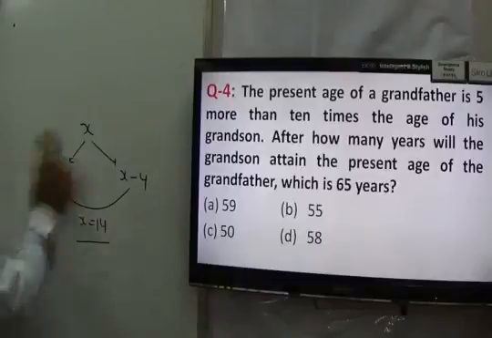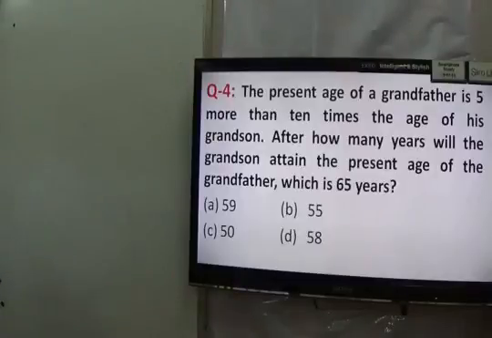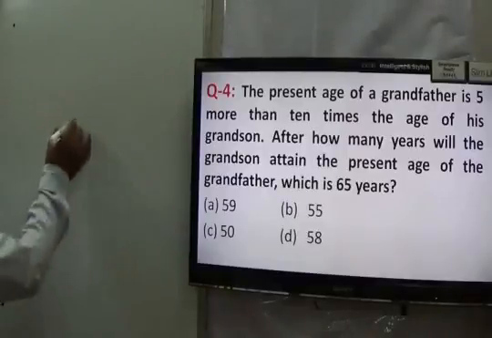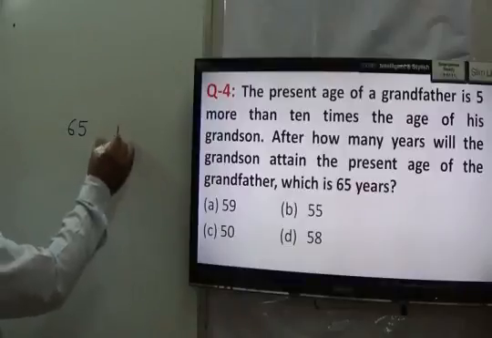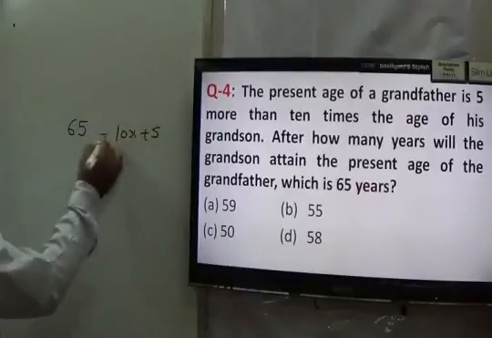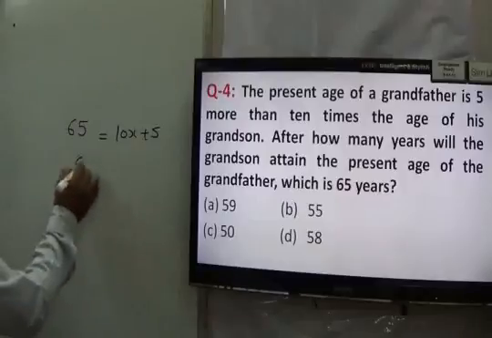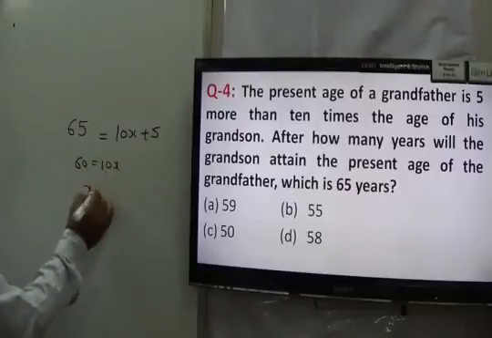Next we have question number 4. It is given that the present age of a grandfather is 5 more than 10 times the age of his grandson, right? After how many years will the grandson attain the present age of the grandfather, which is 65? It means if the grandson's age is x, we can say 10x plus 5 equal to 65. Here I can say 60 equal to 10x or x equal to 6.